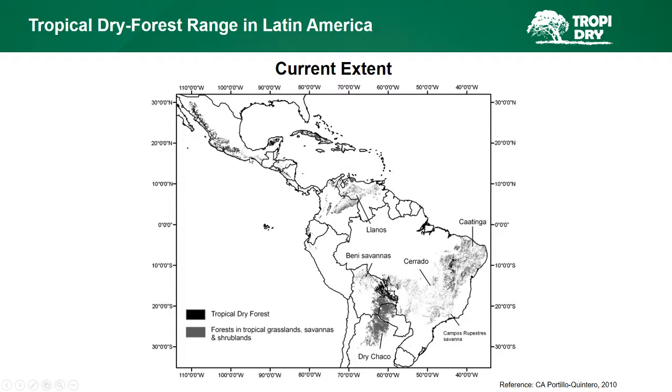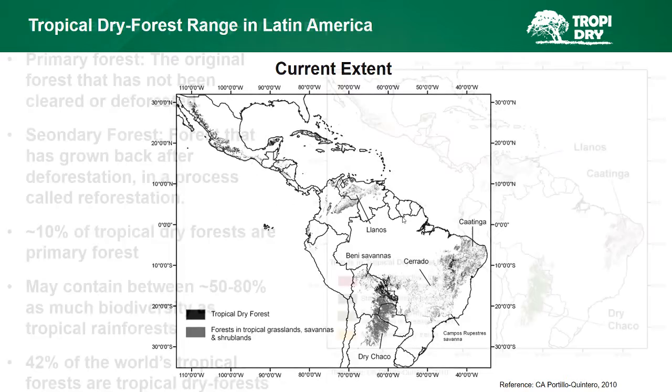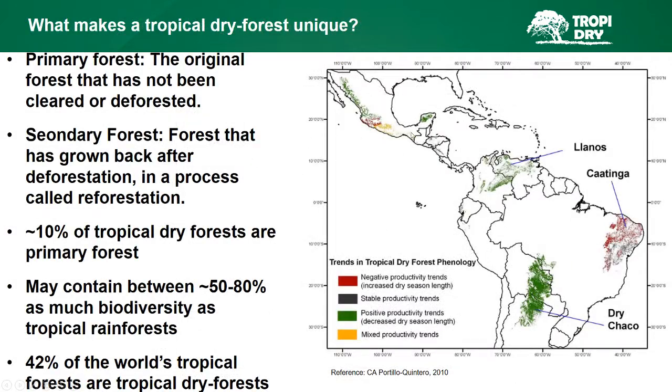As I was saying though, we can see that tropical dry forests are starting to come back. A lot of them, but we will discuss this in a bit. So, what makes this tropical dry forest unique, especially in the Americas?